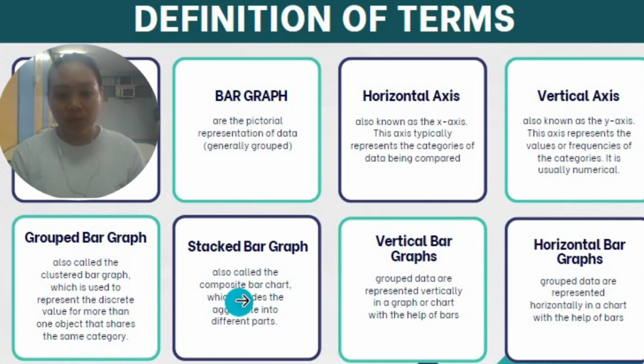Stacked bar graph, also called the composite bar chart, which divides the aggregate into different parts. Vertical bar graphs: group data are represented in a graph or chart with long vertical bars. Lastly, horizontal bar graphs: group data are represented in a chart with long horizontal bars.